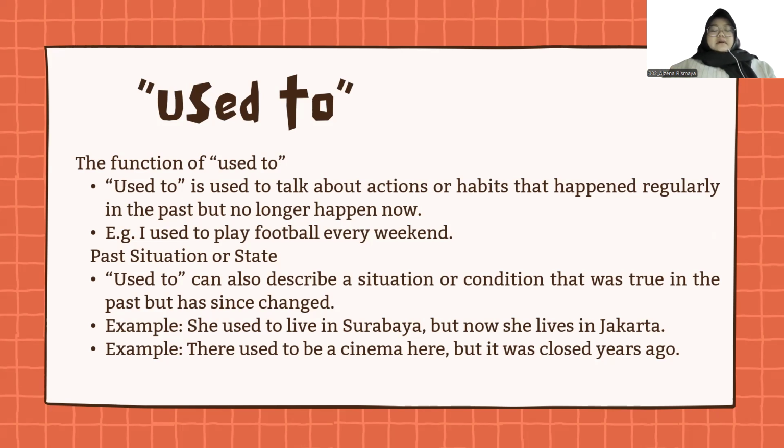And then also past situations or states. Used to can also describe situations or conditions that were true in the past but have changed. For example, she used to live in Surabaya, but now she lives in Jakarta. It's different if we say she lived in Surabaya. We do not really see the pattern that she regularly lived in Surabaya. It can be she lived in Surabaya for one day, or a week, or just a month. But if we say she used to live in Surabaya, it means she probably lived there more than 1 year.